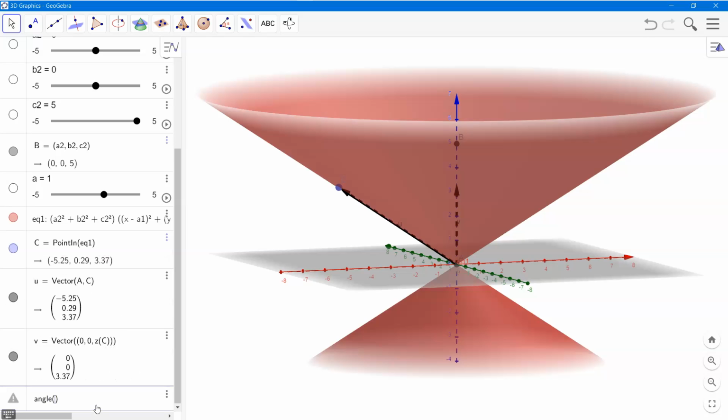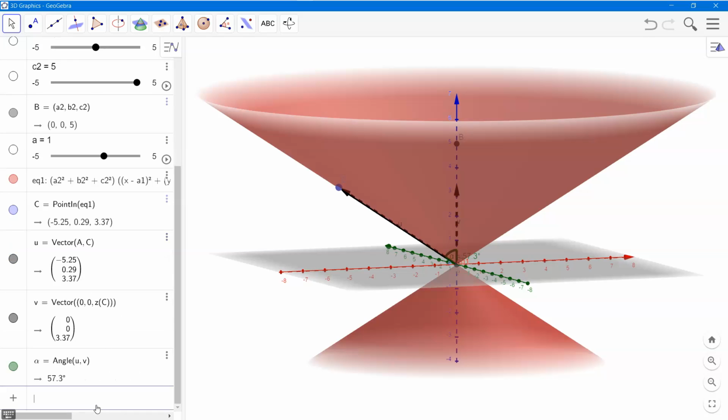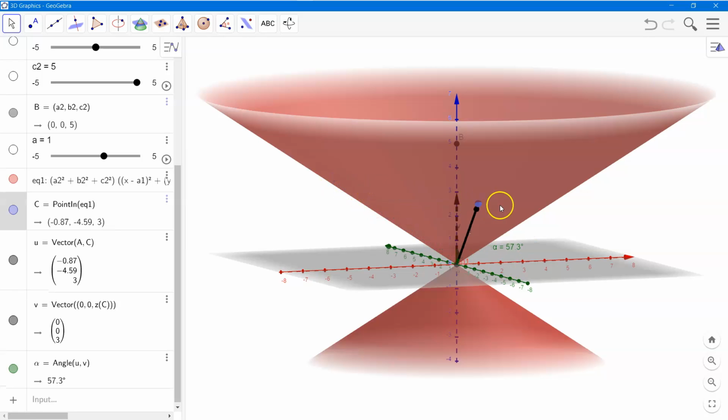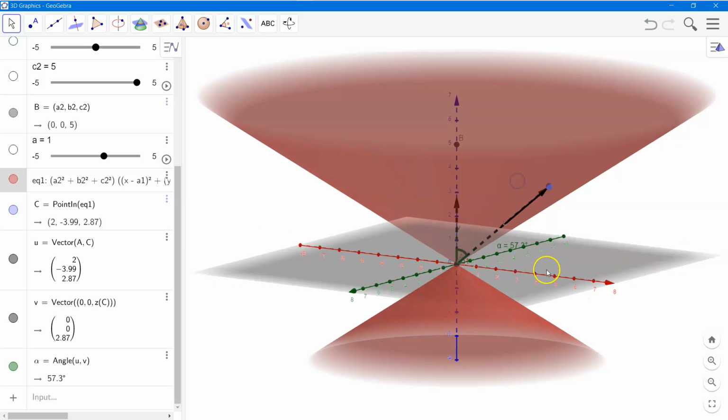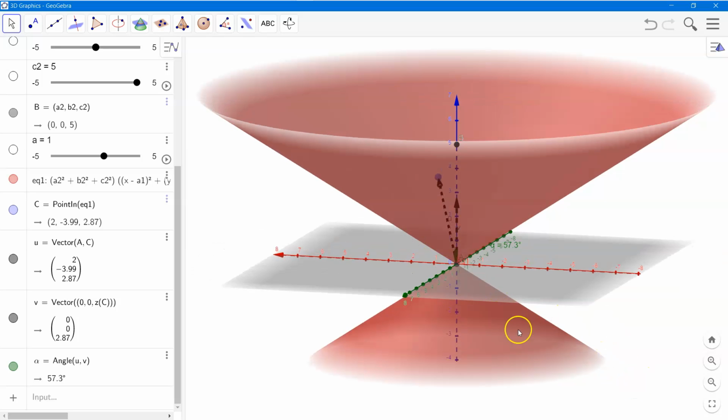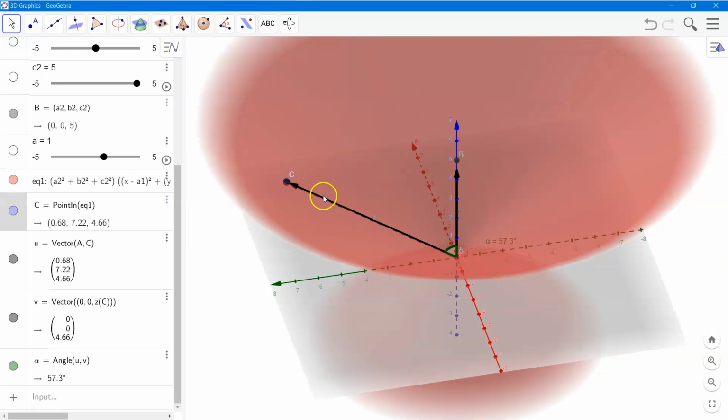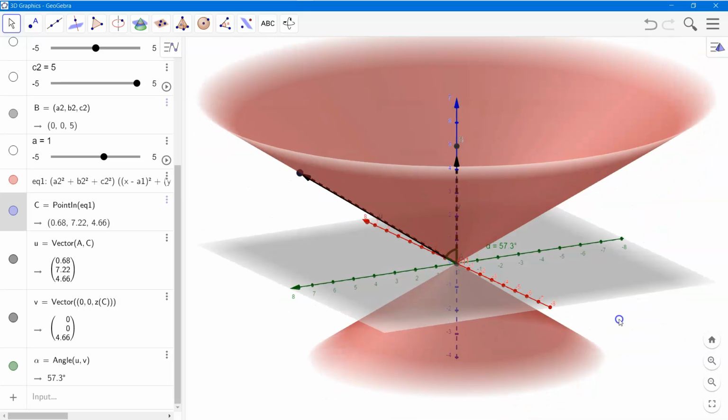So angle between u comma v. Now see here, it is 57.3, right? Now as I move this, it doesn't matter where I move it, that angle will remain the same. Actually, this line is called the generator of the cone, because you basically decide what angle, then take a line and rotate it, maintaining the angle constant. What you end up with is a cone.